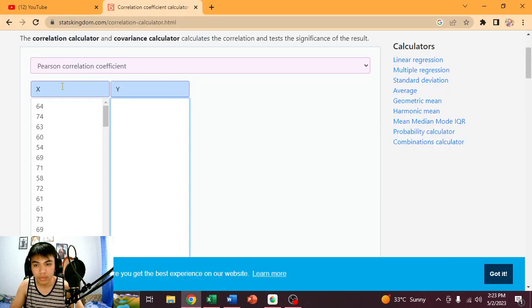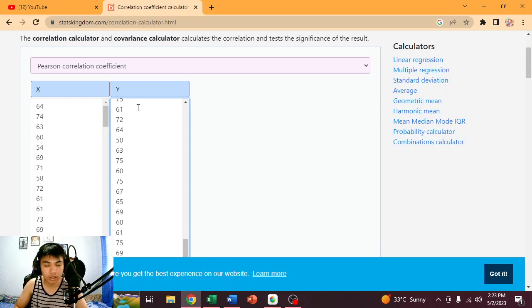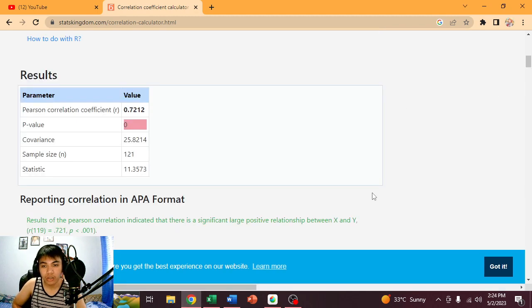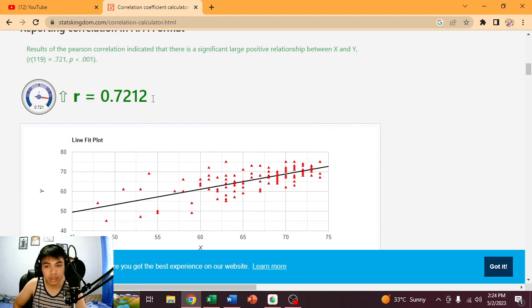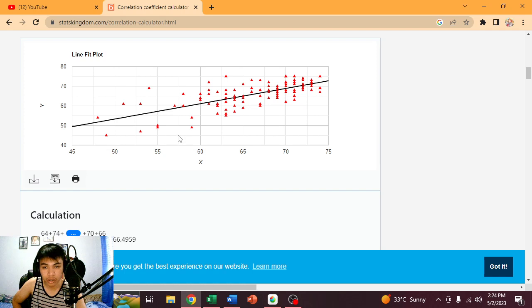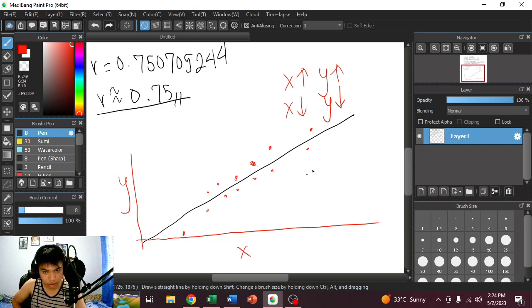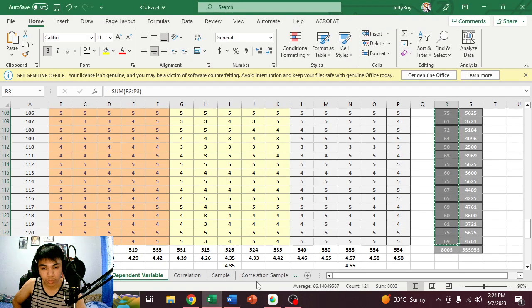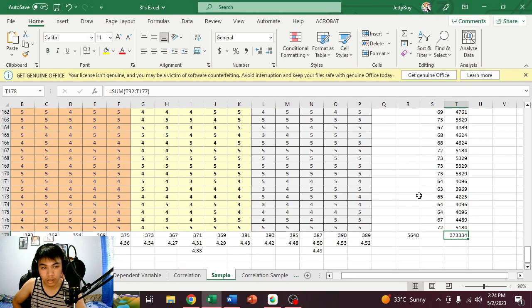I'll put it here. This website uses a different kind of calculation from what we usually do from the conventional way. Okay, let's calculate that. So the value that we got is 0.72 based on our research, and as you can see, as what I have explained here, the trend is positive. It's following the slope right here, as you can see. Now let's try what we calculated here on the sample.